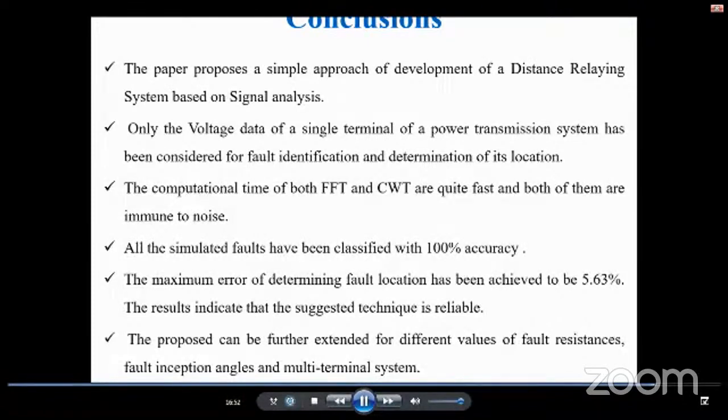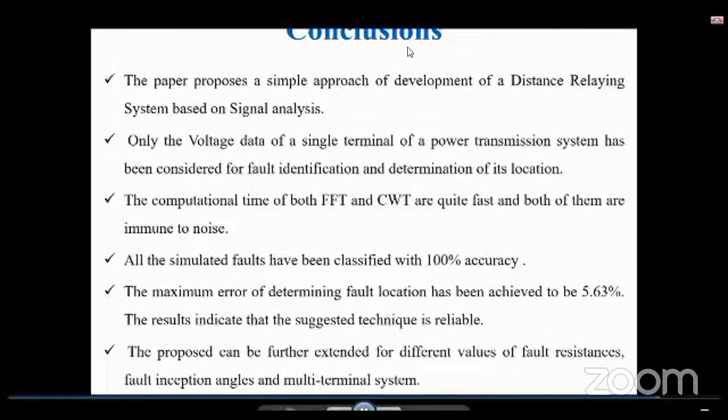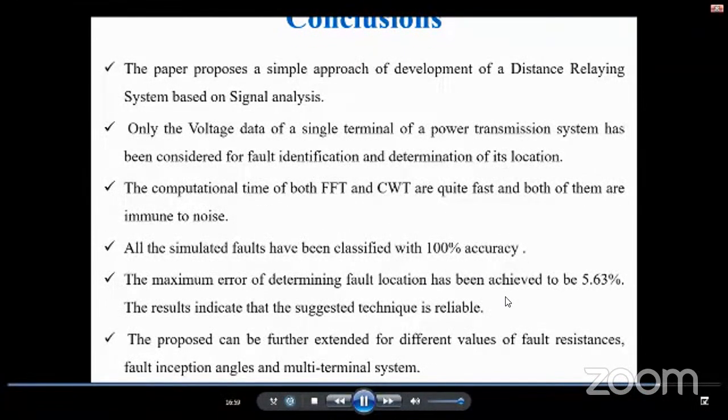So in the conclusions, we can say that a simple approach has been presented over here for the development of a distance relaying scheme. Only the voltage data of a single terminal have been considered for fault identification as well as determination of its location. Both fast Fourier transform and continuous wavelet transform work very fast, and they do not depend on the number of samples of the signal. Irrespective of sampling frequency, they work quite fast, and also they are immune to noise, which is important since in a practical situation most signals contain a lot of noise. So both FFT and CWT are quite fast and they are immune to noise.